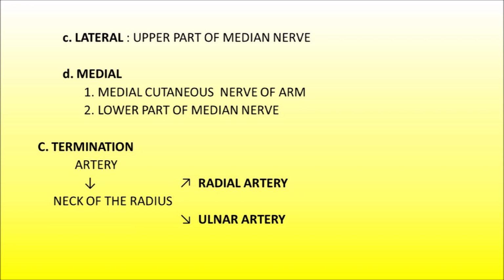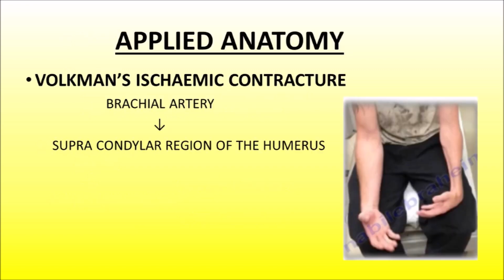Upper part of the median nerve is its lateral relation, and the medial cutaneous nerve of the arm and lower part of the median nerve are its medial relation. The artery divides at the neck of the radius into radial and ulnar artery, which is known as its termination. Now let us move on to the last section of the topic, which is the applied anatomy.